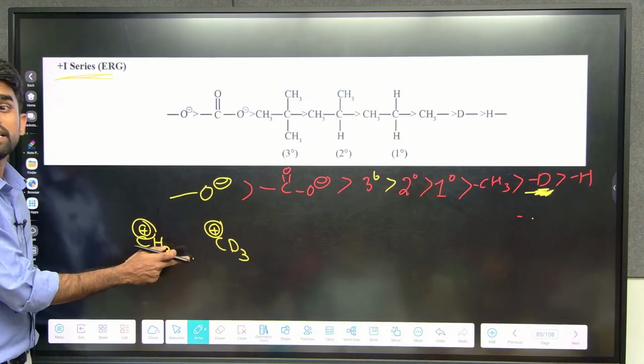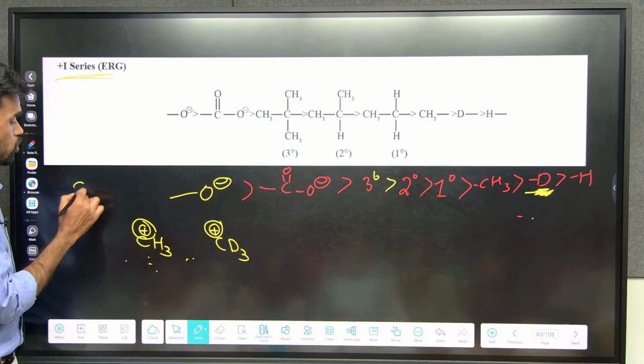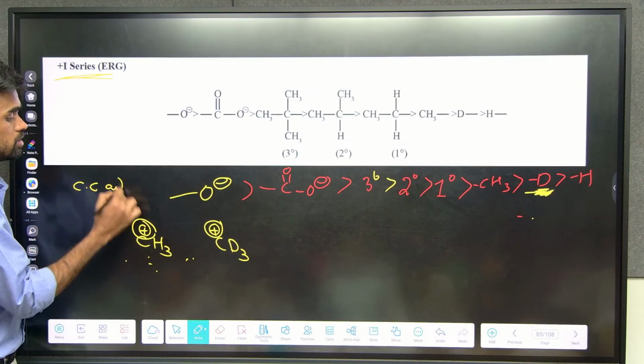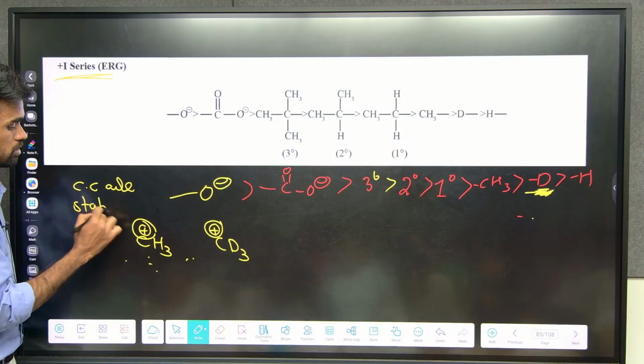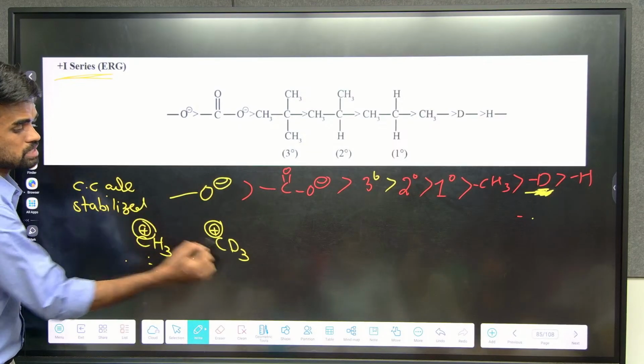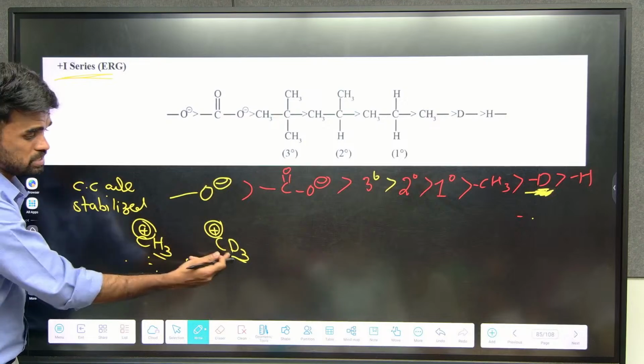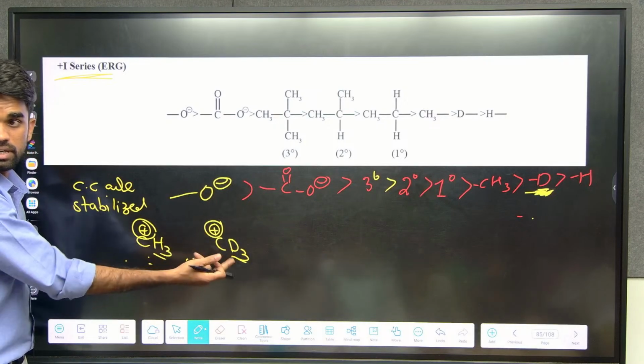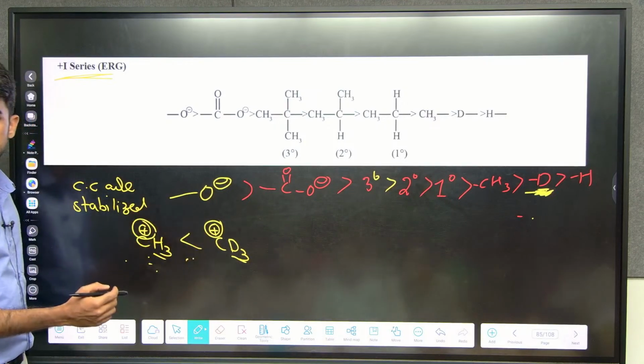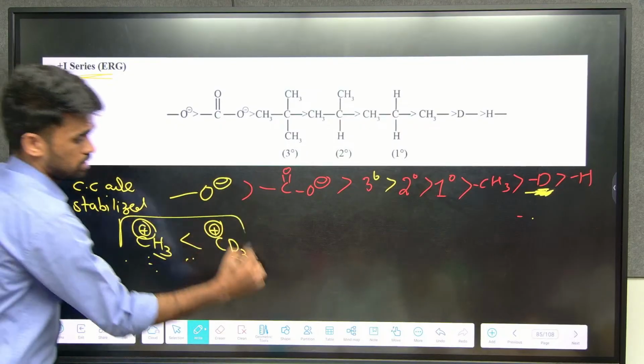And what about our species, carbocations? What do they require? Carbocations are stabilized by what? We have electron releasing groups only. Which is the better electron releasing group? D. So that's why it is more stabilized. Okay, that's it. Next one.